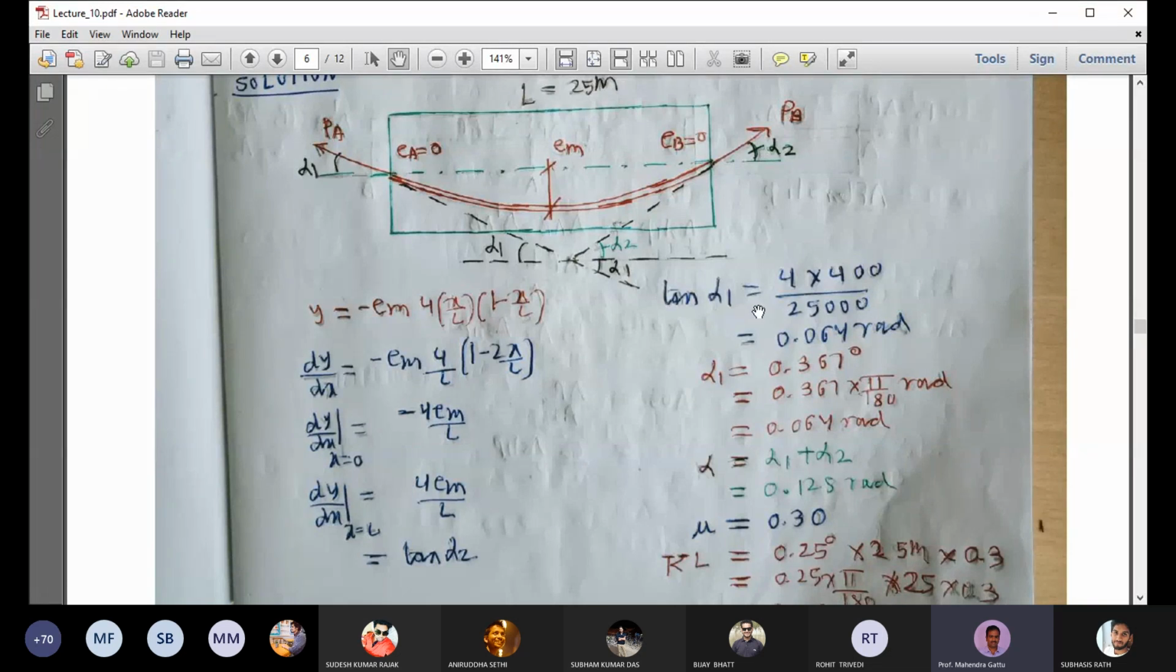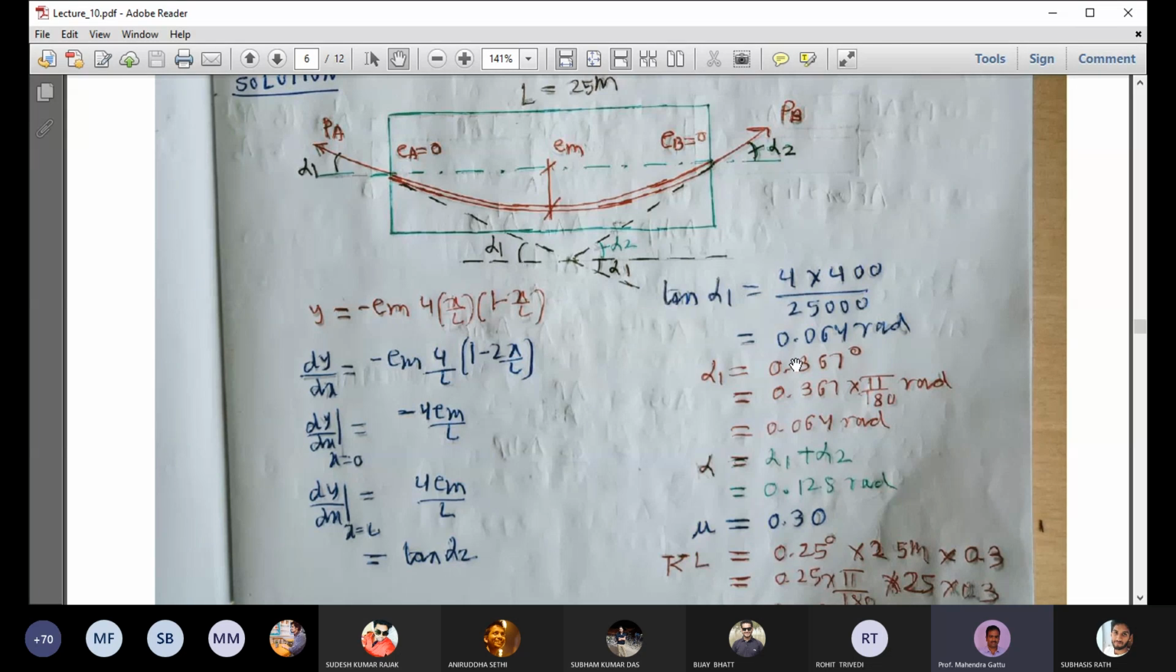So we can find out what the alpha value is. Alpha 1 and alpha 2 are equal, only there is a negative slope here and a positive slope there. So tan alpha 1 is 4 into em. Em is 400 and length is 25, so we express in millimeters, 25,000. So this value is coming 0.064. I think radian is not there.